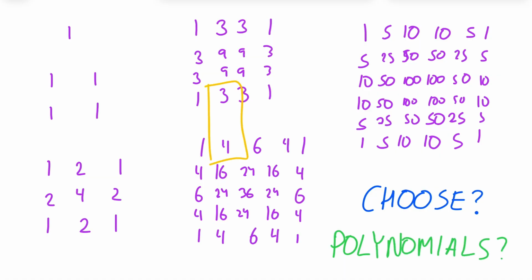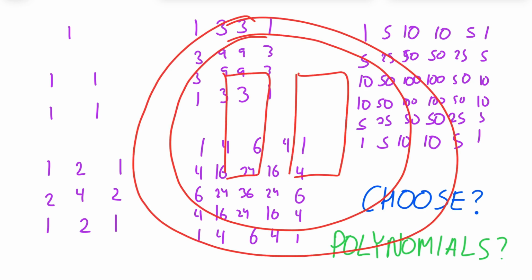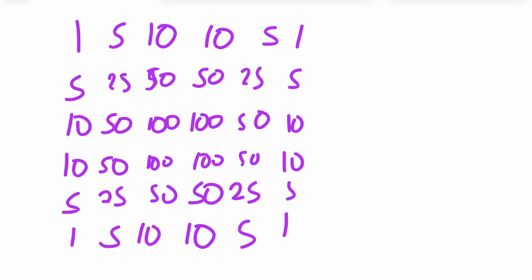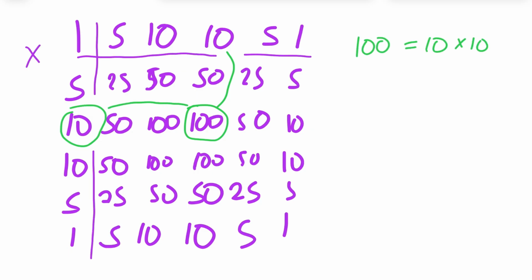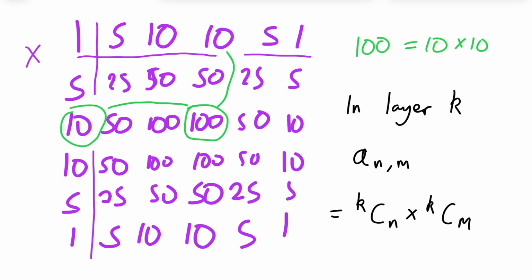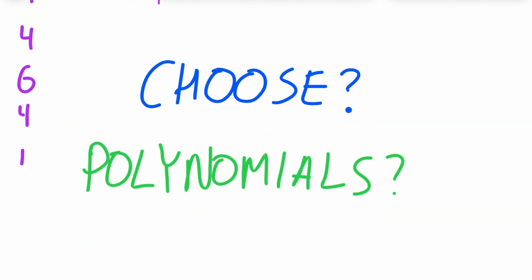The general pattern within a layer here isn't too hard to spot, and I strongly recommend that you pause for a moment to try and work it out. Hopefully you've spotted that each number is the multiple of the 2 numbers in its respective row and column. And so if we let n and m index our row and column respectively, then each number on layer k is just kCn times kCm. For example, we're looking at layer 5 right now, so the number in the 3rd row and 1st column is going to be 5 choose 3 times 5 choose 1, which is just 50.